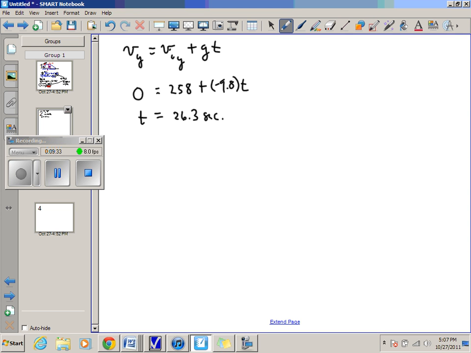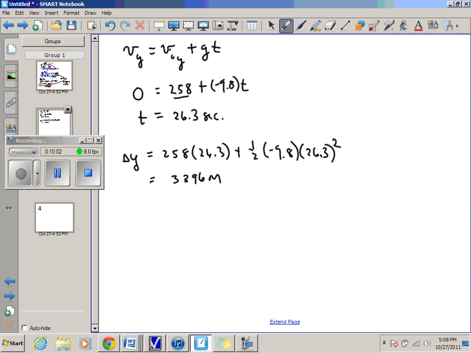So now how do I find the height that corresponds to that t value? Well, I'm just going to use my delta y equation. Delta y is the initial y velocity right here, 258, times t, 26.3, plus 1/2, negative 9.8, times t, 26.3 squared. Do that calculation, and you should get 3,396 meters. And that's positive, of course.